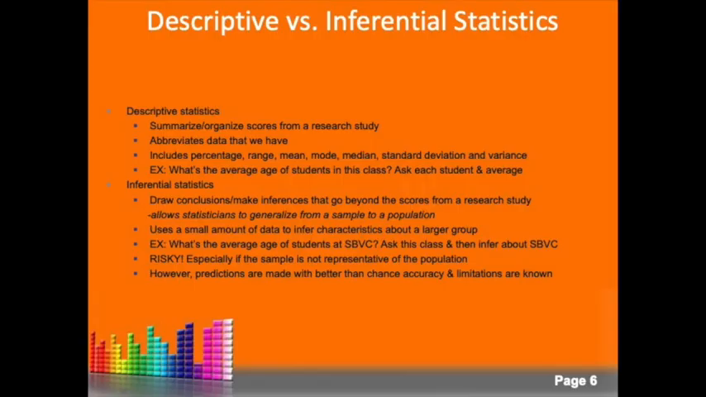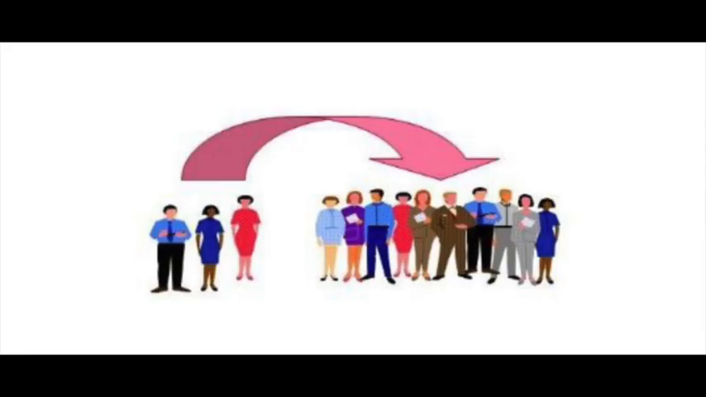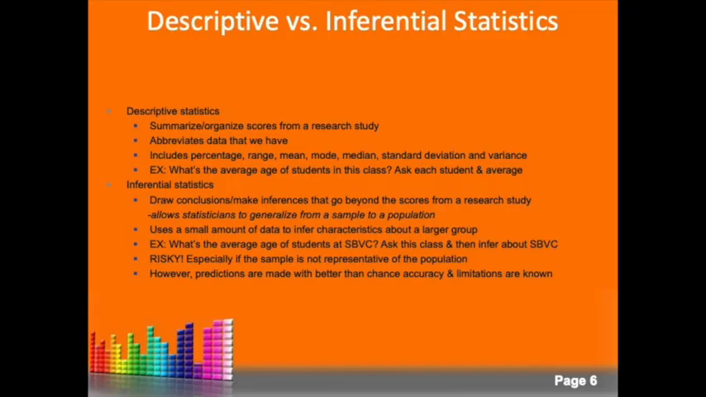Okay, and then the other broad type of statistics is inferential statistics. And so inferential statistics allow us to draw conclusions and make inferences that go beyond the scores from a research study. In other words, it allows statisticians to generalize what we find in a sample to the whole population. And so we can use just a small amount of data or a small number of people to infer characteristics about a lot of people or a larger group.